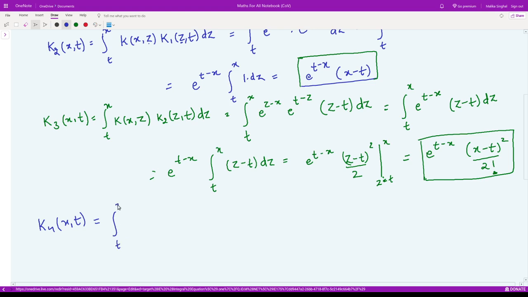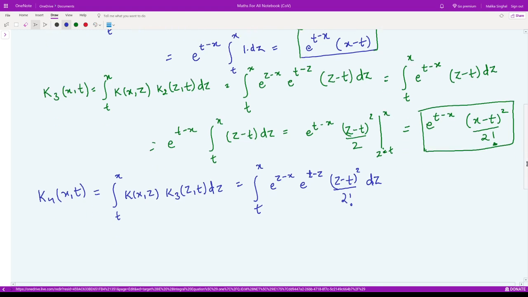So it would be integration from t to x, k of xz, k3 of zt dz. So that would be integration from t to x, e to the power z minus x, and here we are writing e to the power z minus t, right? Wait, t minus z. T minus z, and then it would be z minus t raised to power 2 divided by 2 factorial dz. So let us solve this.